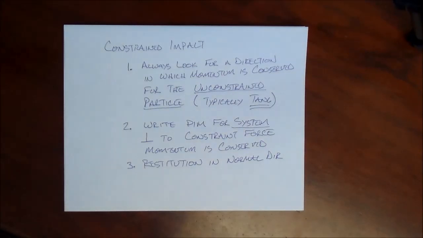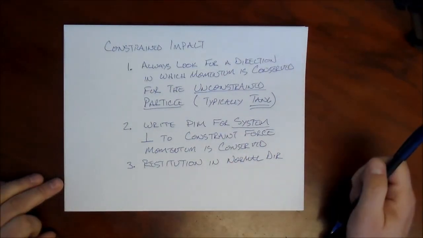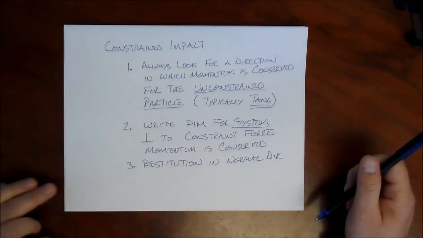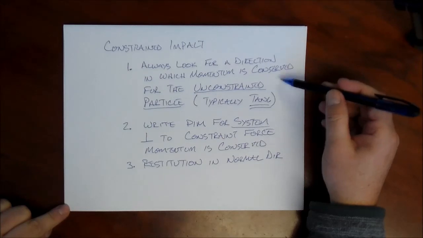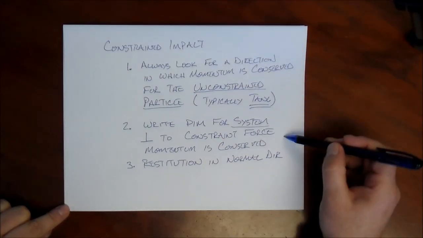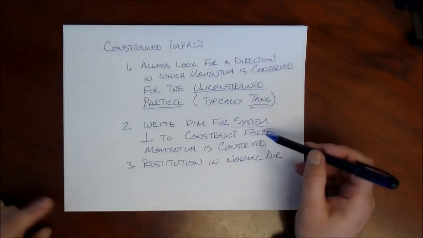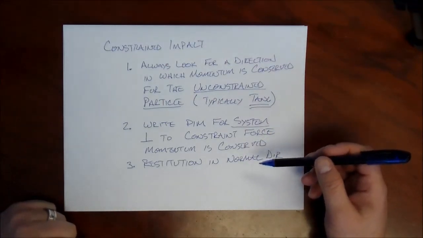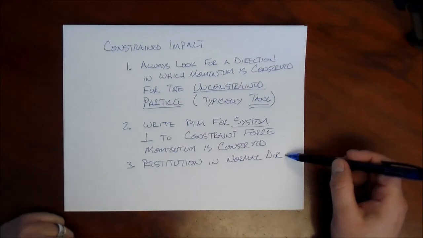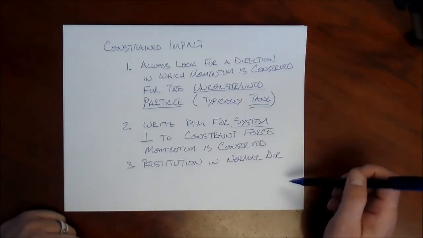And that's how you do these constrained motion problems. You really can simplify it with these three steps. The hard part is going to be identifying those key directions. The tangential direction, right? The direction perpendicular to the constraint force. It may not be simply a horizontal or vertical. It could be some other direction. And finally, identifying the normal direction where you can apply the restitution equation.